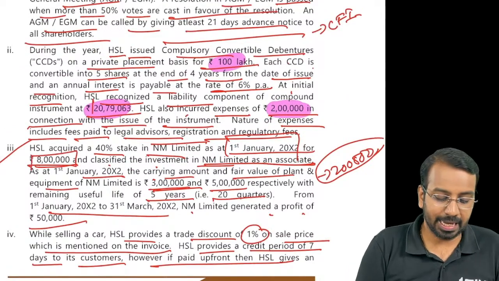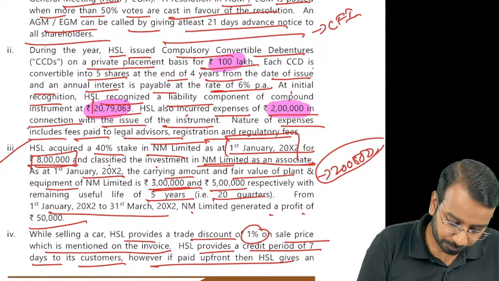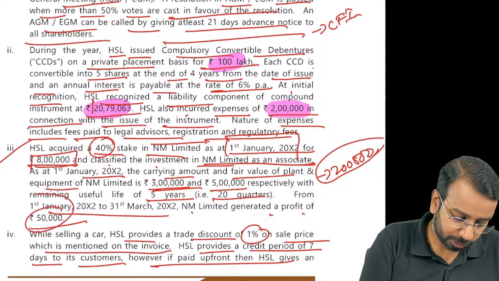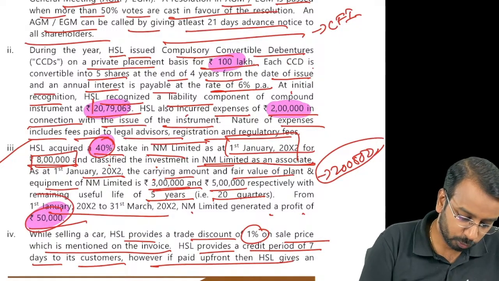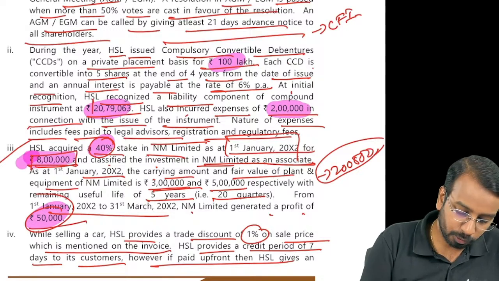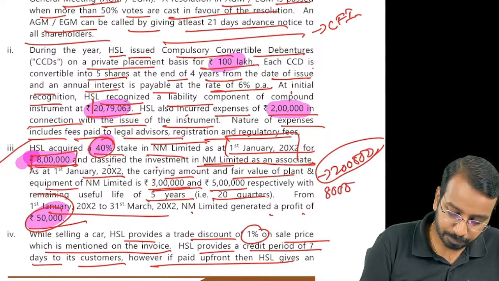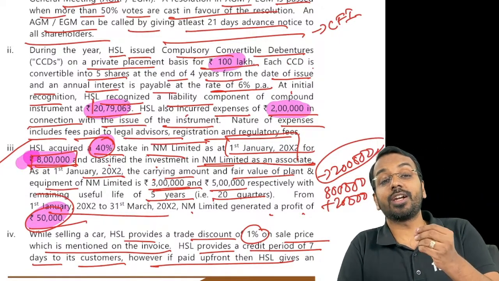First, you will take 8 lakhs. To that, you will add your share of profit. What is our share of profit? 40% of 50,000. So what you will do? 8 lakhs plus 40% of 50,000. So 8 lakhs plus 20,000. 8 lakh 20,000. Then there is an adjustment because of additional depreciation.